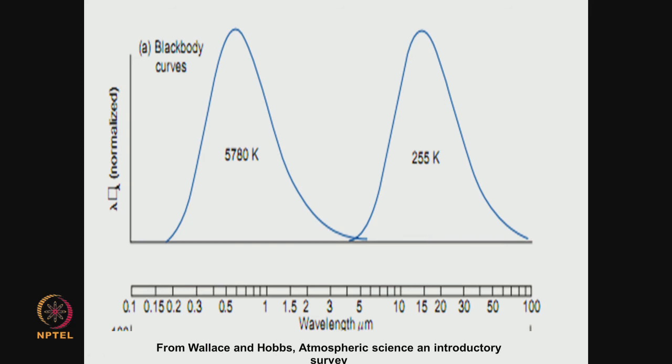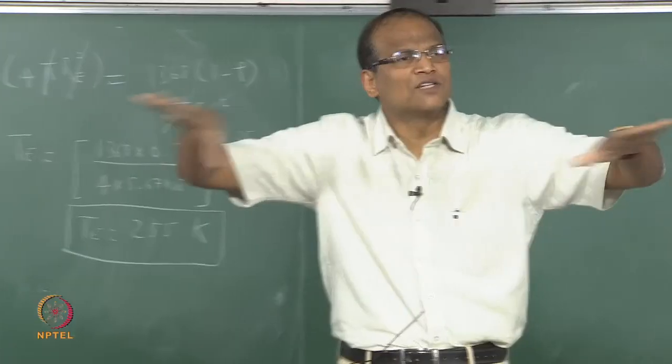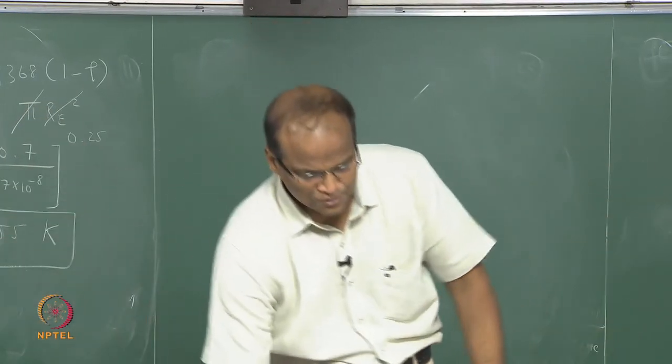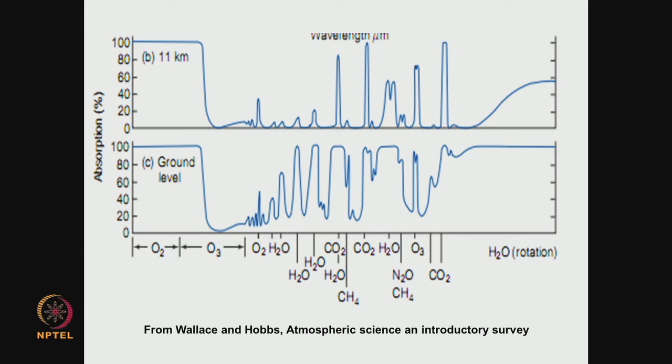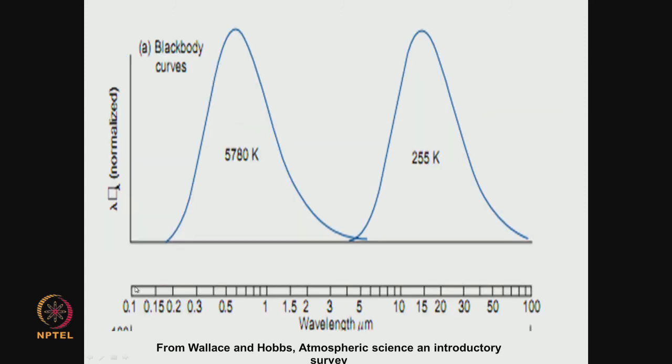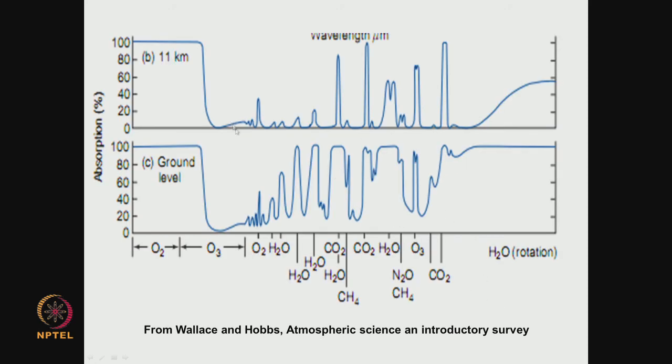So this is the first major difference. And all these greenhouse gases do not absorb much in this part of the spectrum, and they absorb a lot in the other part of the spectrum. Check it out if you do not believe me. So this is the absorption spectrum as measured at 11 kilometers, at the top of the atmosphere, and at ground level. The top of the atmosphere is what is of interest to us. On the same wavelength axis, you see 0.1, this is 1.5 and this is 100. So remember this. In the incoming radiation, you see the absorption is very less, whereas in the outgoing part, the absorption is very high.